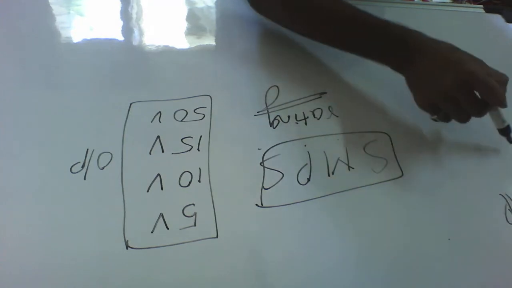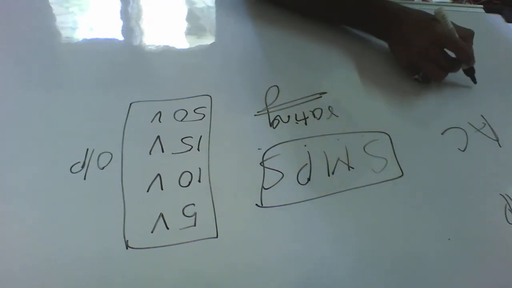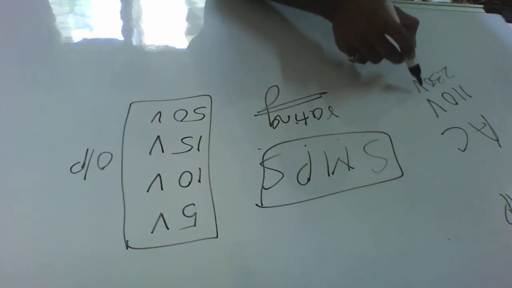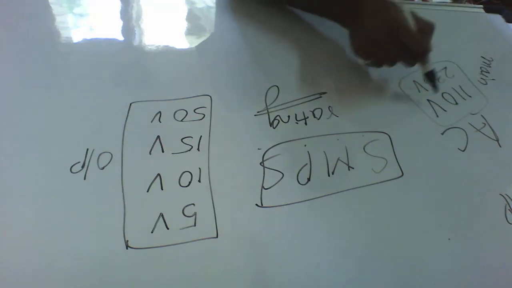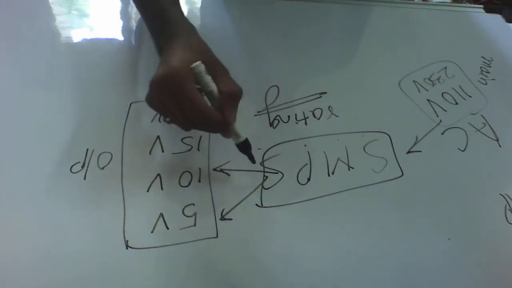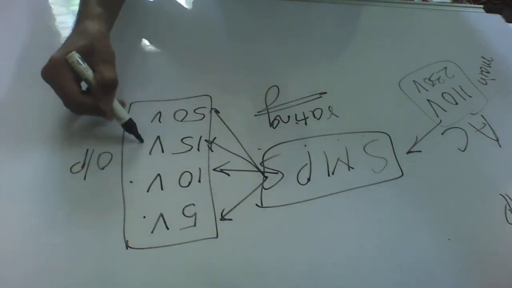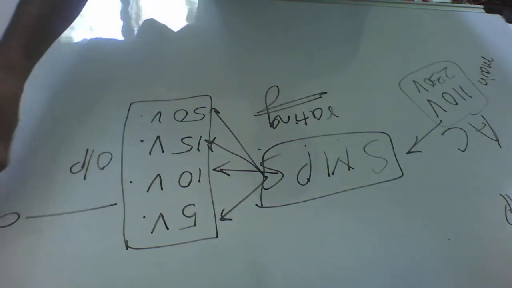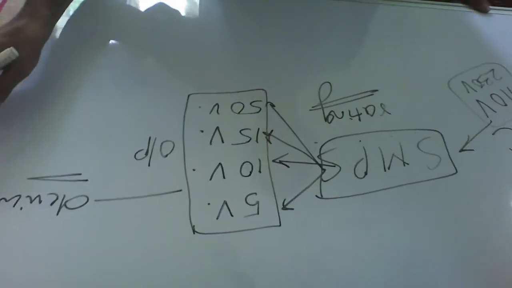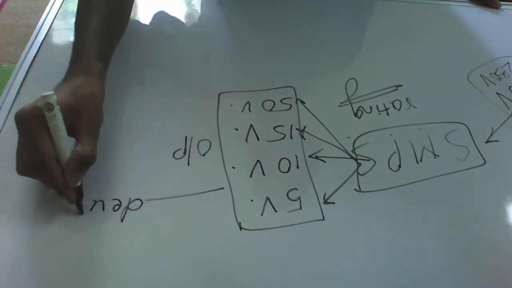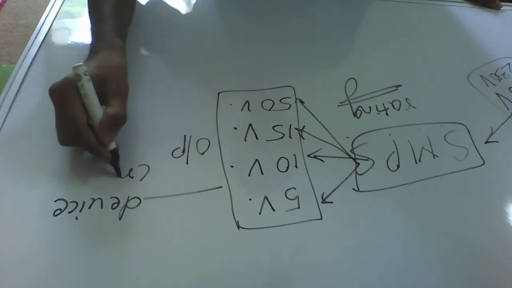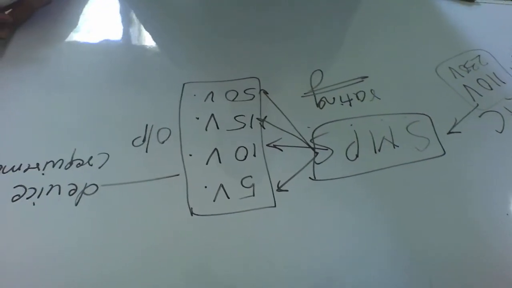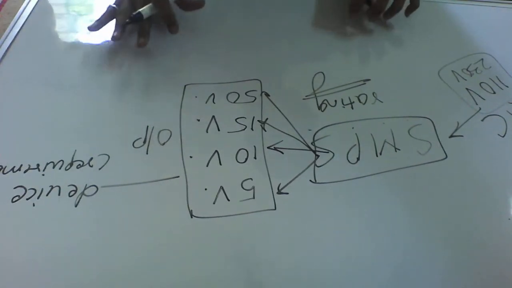Input basically remains an AC supply, which can be 100 volt, 110 volt, 230 volt AC coming from the mains given to the SMPS, and it gives varied outputs, that is 5 volt, 10 volt, 15 volt, 50 volt, depending upon the requirement of the device connected. So this is the basic structure of an SMPS.